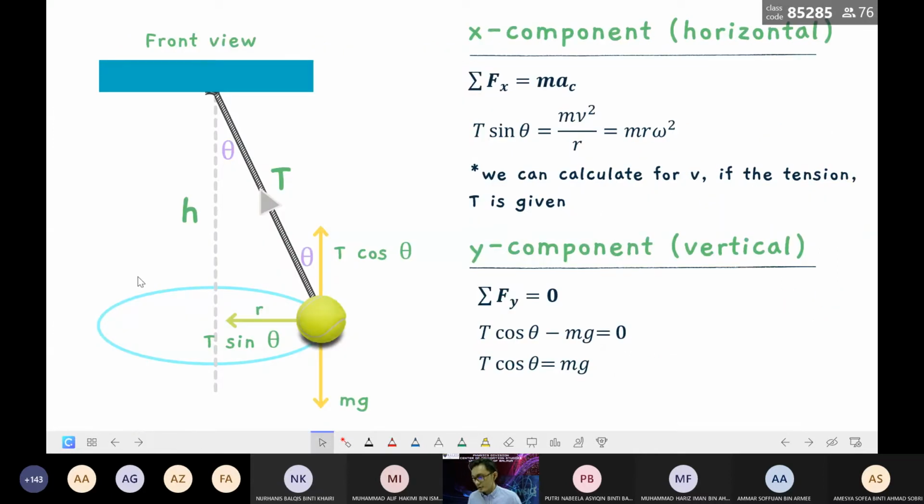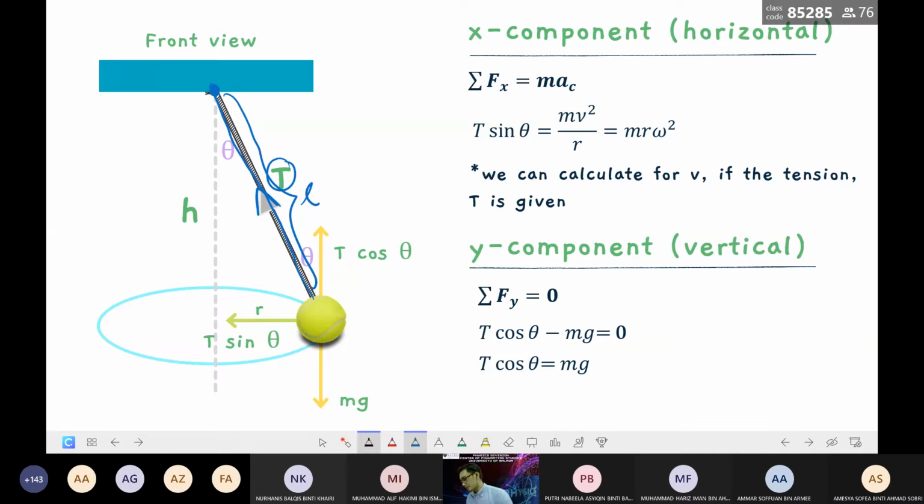Alright, so saya redraw again. From the front view itself, kita ada bola, a tennis ball that I attach to a rope. This rope dia punya length kita panggil dia L lah. But the tension sebenarnya dia tak pergi ke center. Dia pergi ke the ceiling, kan? Dia punya tension memang akan pointed to the ceiling. Then only we need to resolve this tension into x and also into y component.